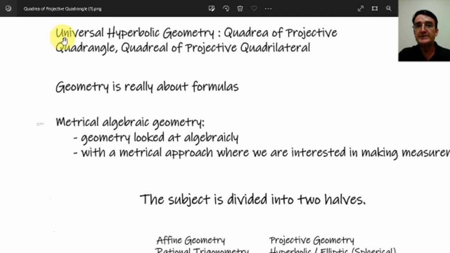In this video, I'll be talking about universal hyperbolic geometry, specifically the quadria of a projective quadrangle and the quadreal of a projective quadrilateral. Universal hyperbolic geometry treats geometry as being really about formulas. It's a metrical algebraic geometry, where geometry is looked at algebraically with a metrical approach, where we are interested in making measurements.